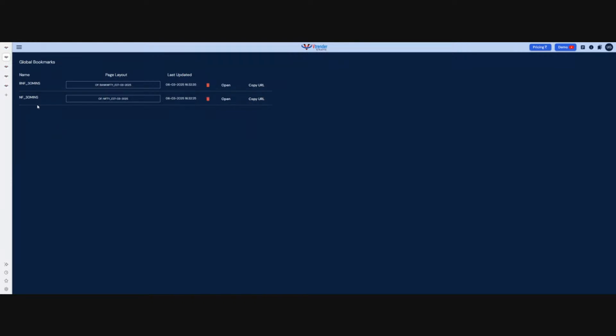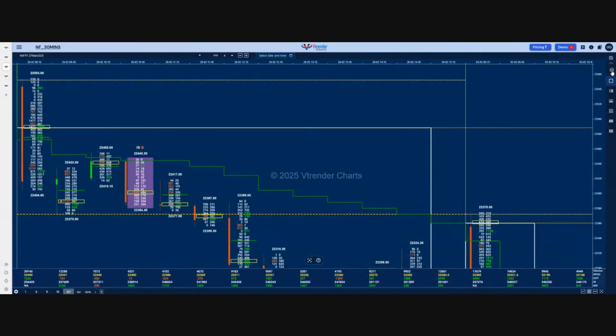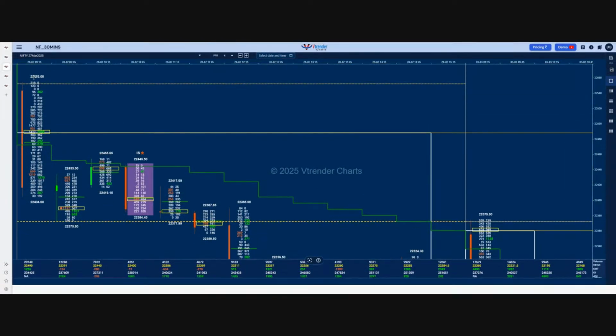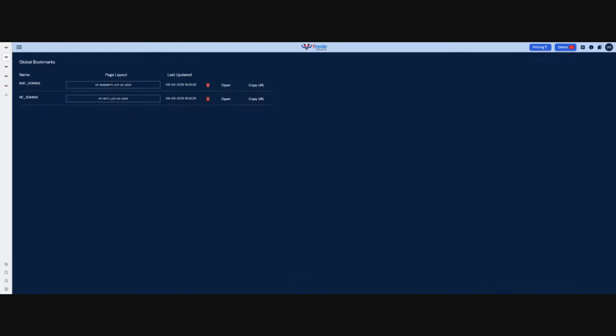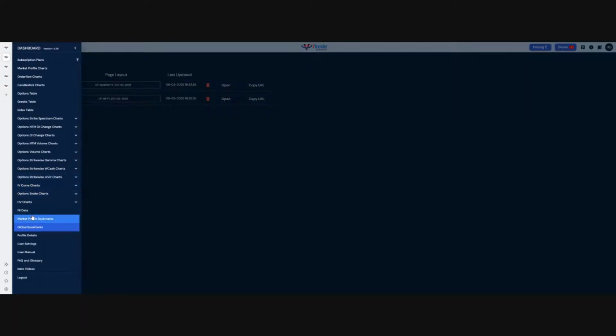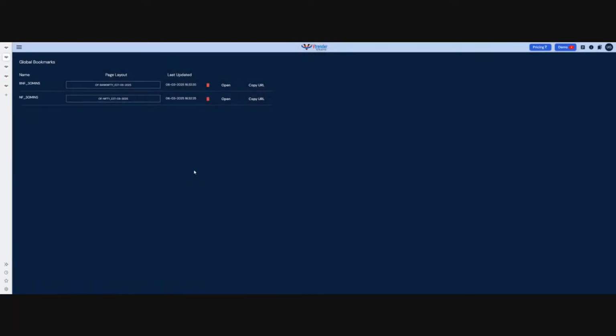So we can select the order flow chart, go to any of the order flow charts, and we have this option at the top right to save that chart. And we can say that the order flow chart gets saved in the global bookmarks. In the menu, you have market profile bookmarks and you have global bookmarks. So now you can have the 30-minute Bank Nifty charts and even the 3-minute, whichever time frame you are watching it.